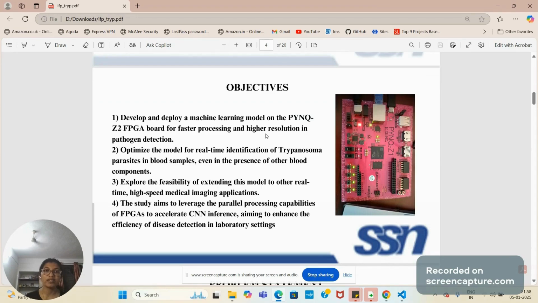Objectives: to develop and deploy a machine learning model on the PYNQ FPGA board for faster processing and higher resolution, and optimize the model for real life identification of Trypanosoma parasites by passing it a live stream of input images rather than images already stored in the system itself. Explore the feasibility of extending this model to other time critical applications in medicine. And the study also aims to leverage the parallel processing capabilities of the FPGA board by using HLS.